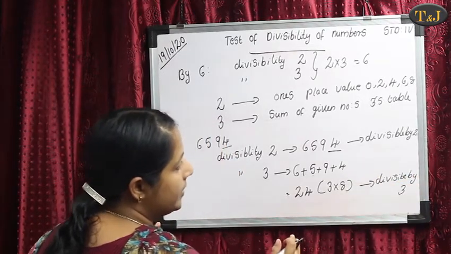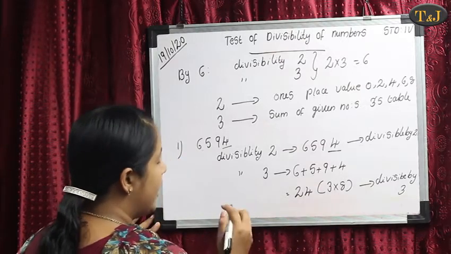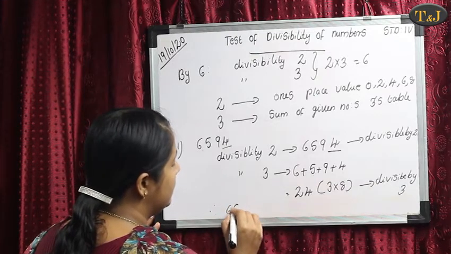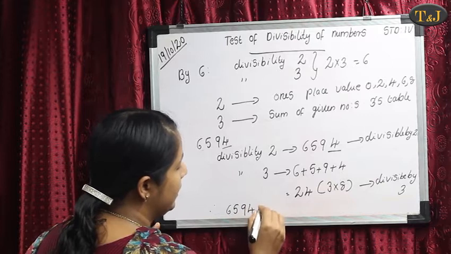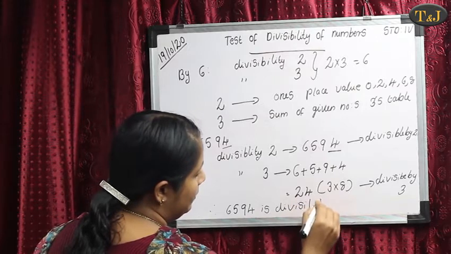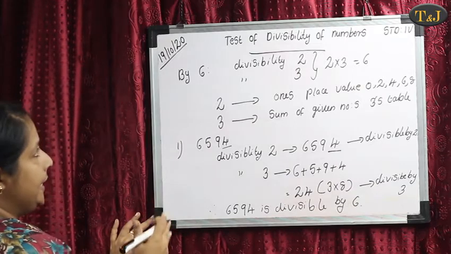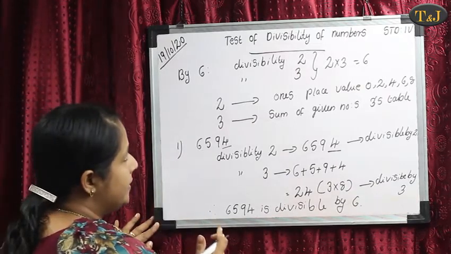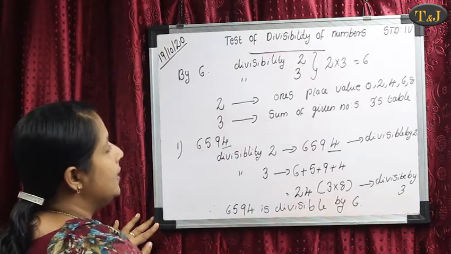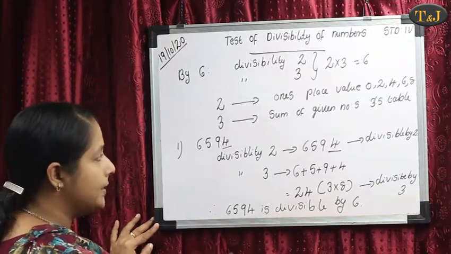Therefore our two conditions are satisfied: divisible by 2 and divisible by 3. So the number 6594 is divisible by the number 6. Once again, I explain this example. Checking the divisibility by 6, we first check the divisibility by 2 and by 3. If those two conditions are satisfied, the number is also divisible by the number 6.